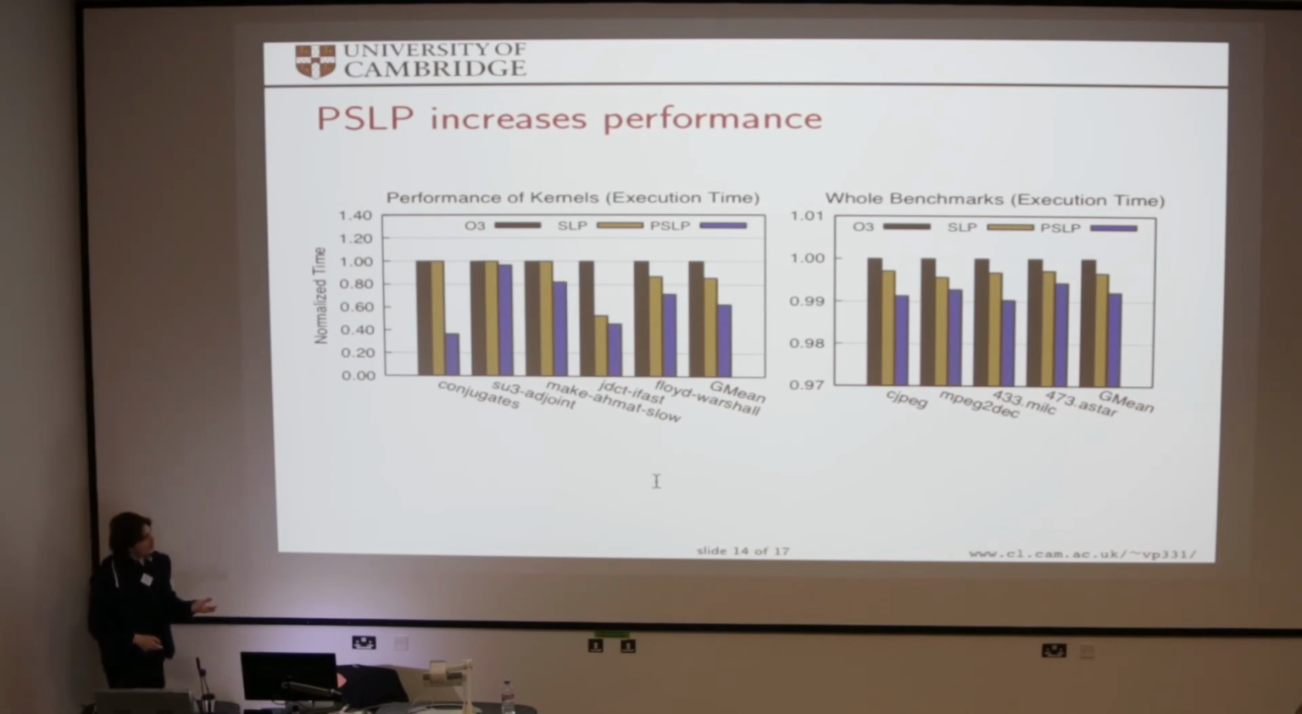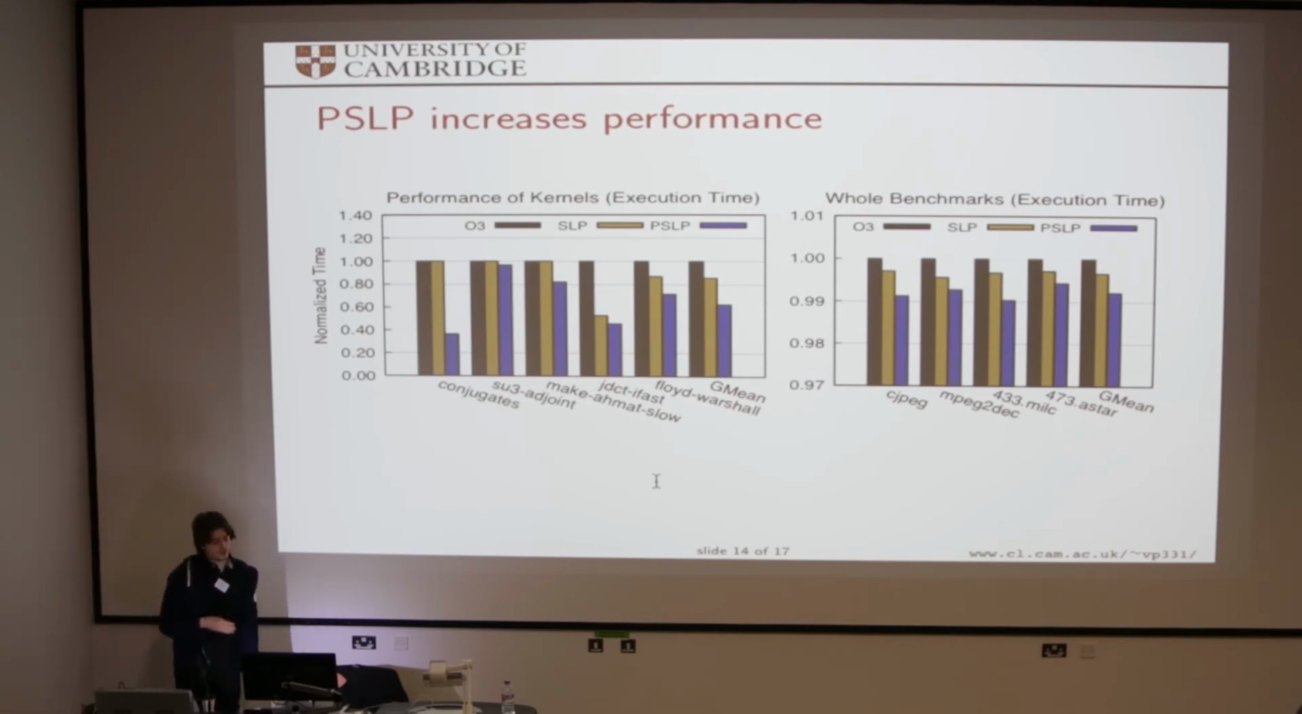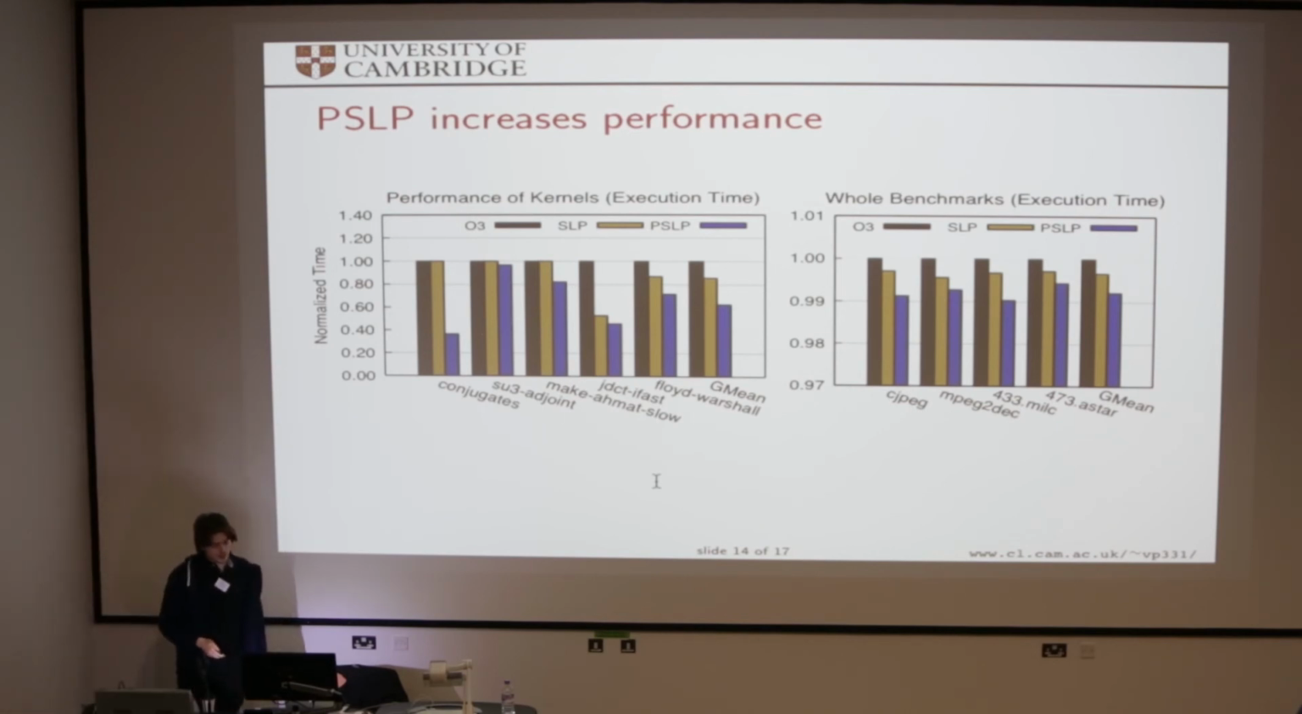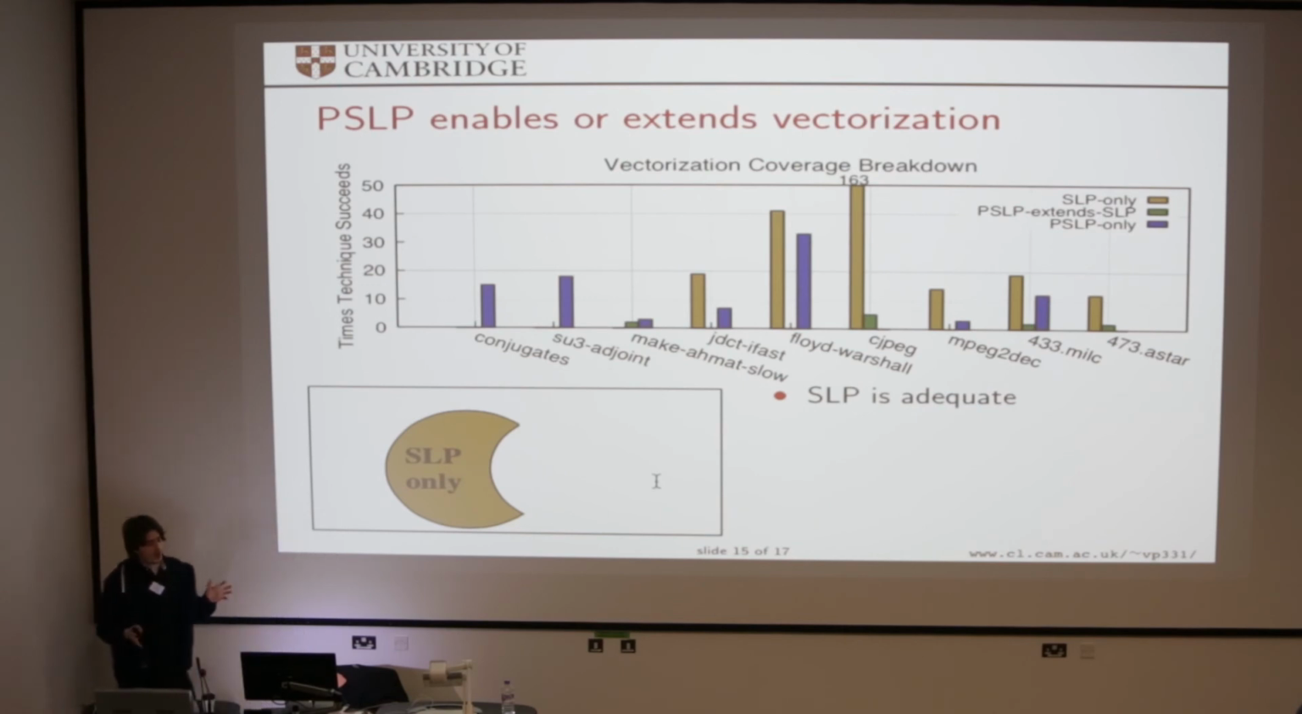So the results from benchmarks are not as interesting. You do get some speedup, but it's up to like 1% or so. So it really depends on the coverage of the code that gets vectorized with PSLP, basically. So now I'll just show you what the coverage looks like.